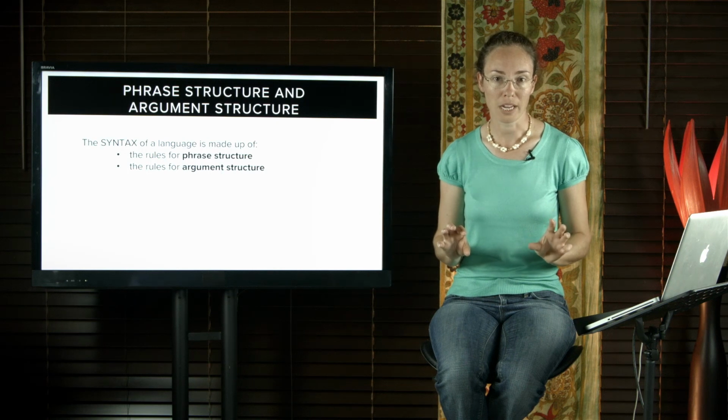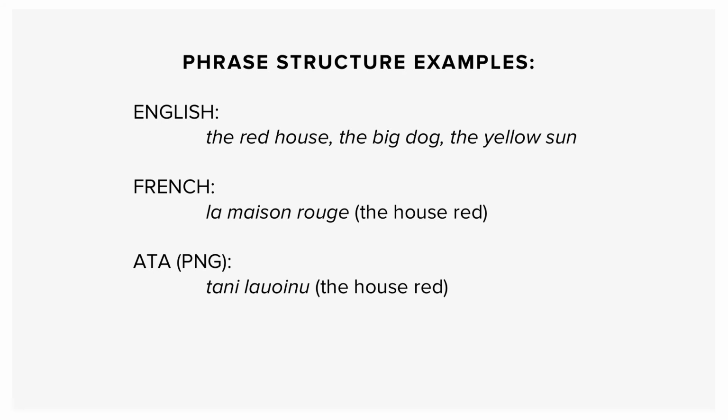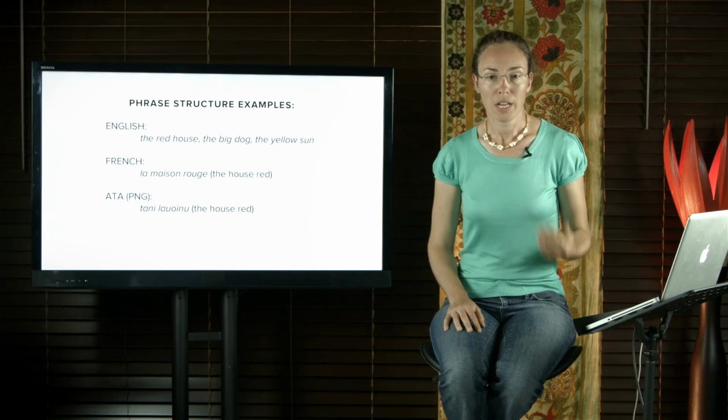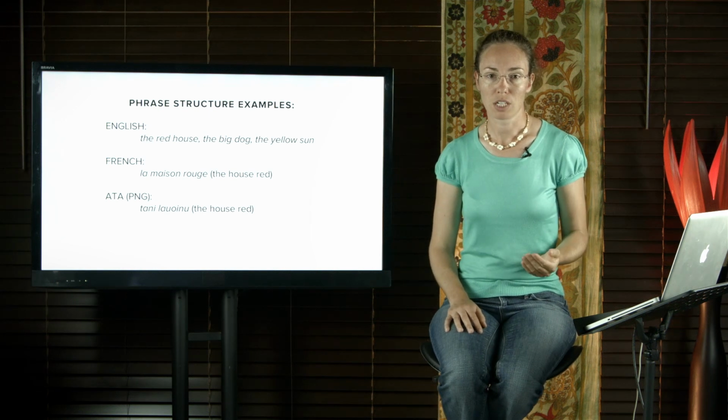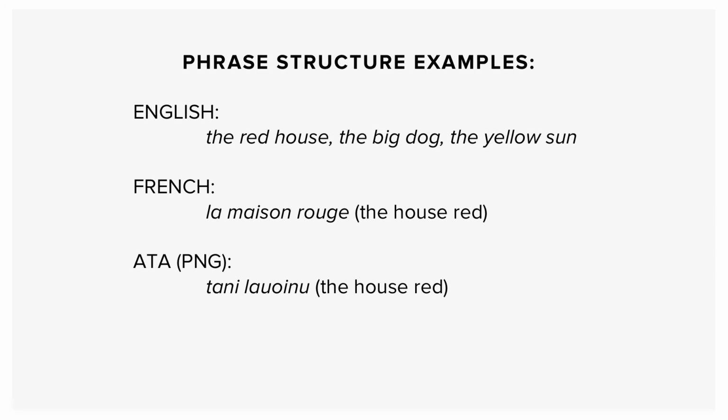Okay. An example of the phrase structure in English is the fact that most adjectives come before the noun they're telling us more about. So, for example, we have the red house, the big dog, the yellow sun. But other languages have a different phrase structure. For example, in French, most adjectives come after the noun, the house red. And this is also true for Arta, a language from PNG. They would also say the house red.